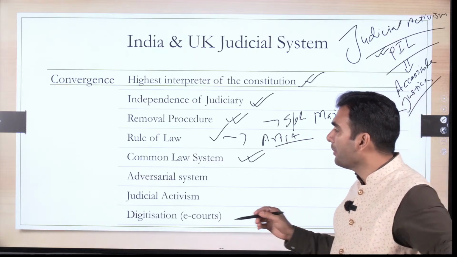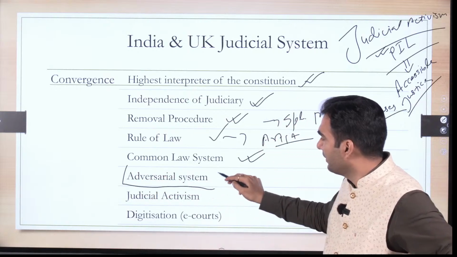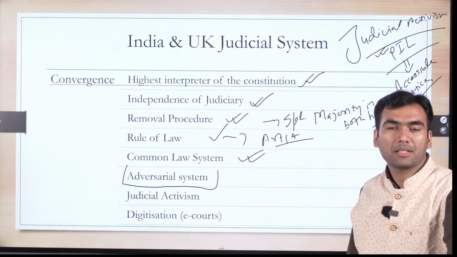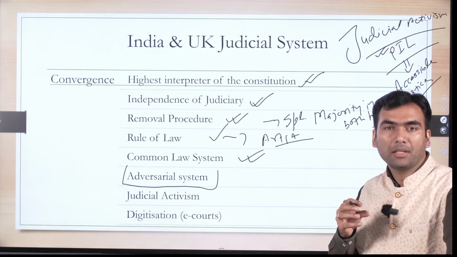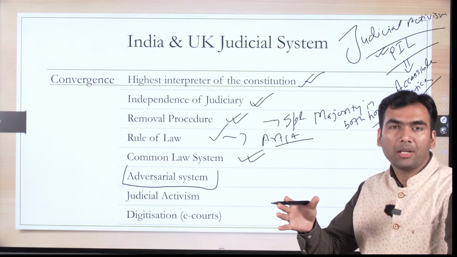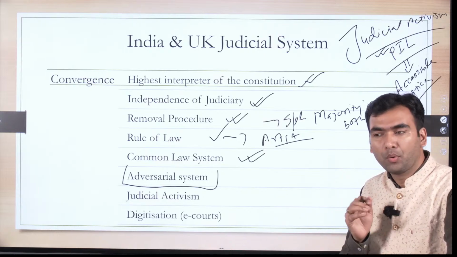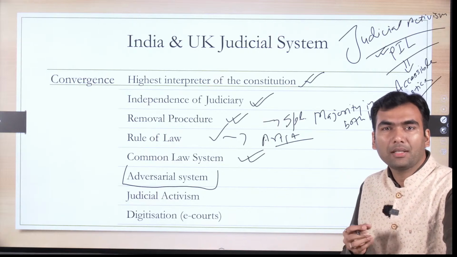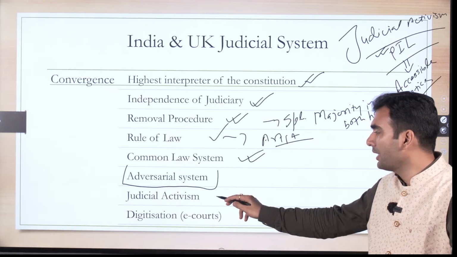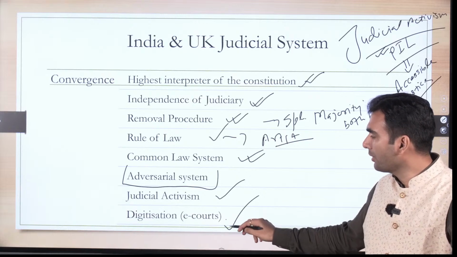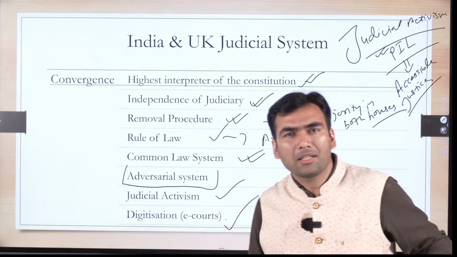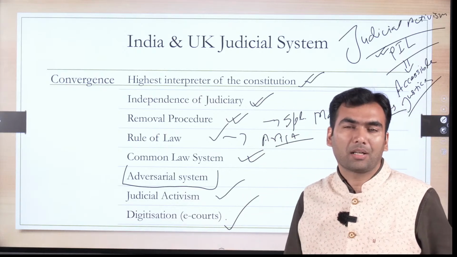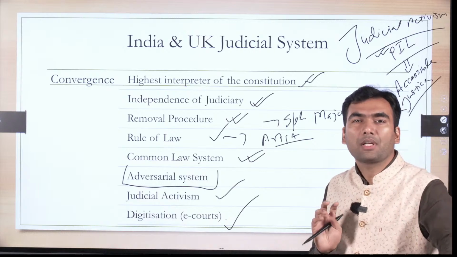Our justice system is based on the adversarial system. In the last class I explained the adversarial system to you. Adversarial system is where the judiciary divides parties into one for and another against. Both the parties give their argument and then the judges give their judgment. Judicial activism, digitization, this is also something which is going to be common. So if a question is asked about any judicial system across the world, there are a few points which are going to be common.